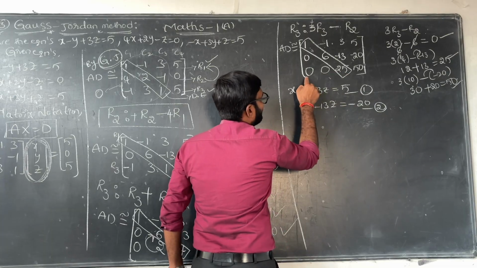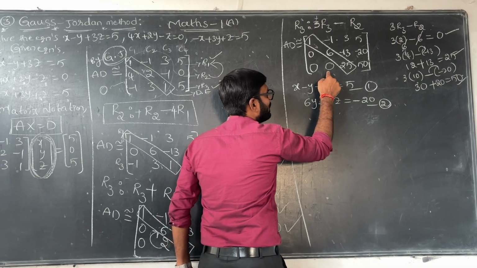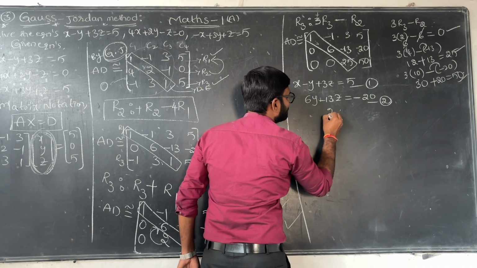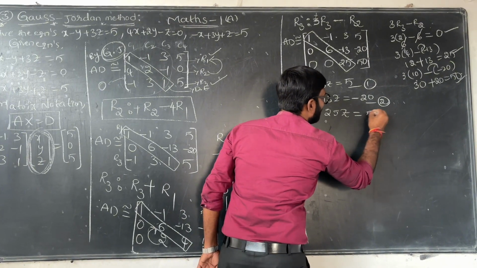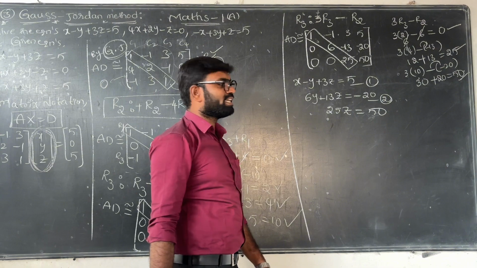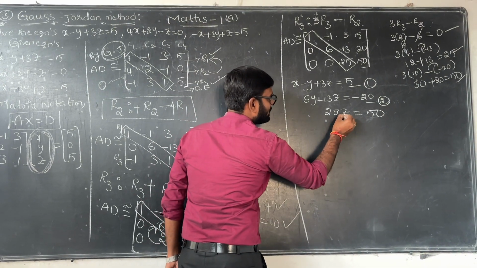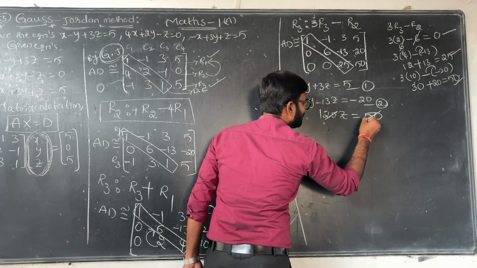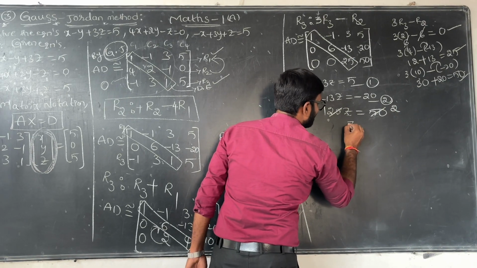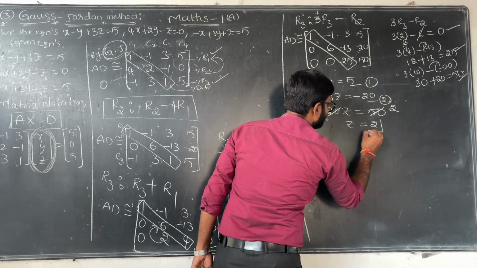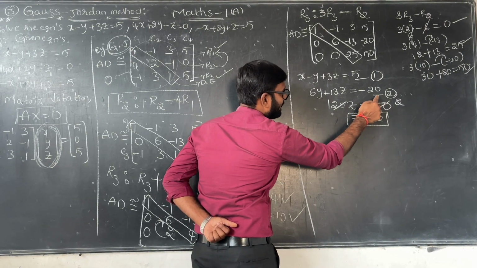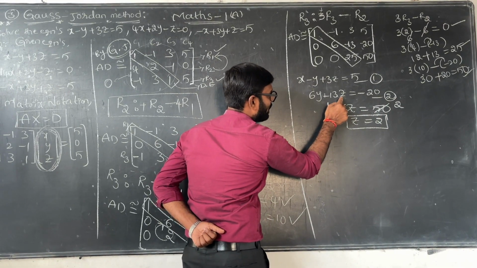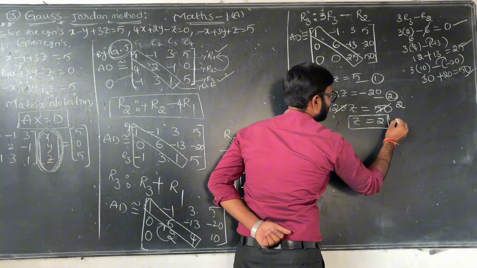Then the last one. Here the x value is 0, the y value is 0. Only the z value exists. 25z is equal to 50. So finally in the last element, the z value exists. 25 1s are 25, 25 2s are 50. So finally z is equal to 2. Now substitute the z value in the second equation, and we will get the y value.